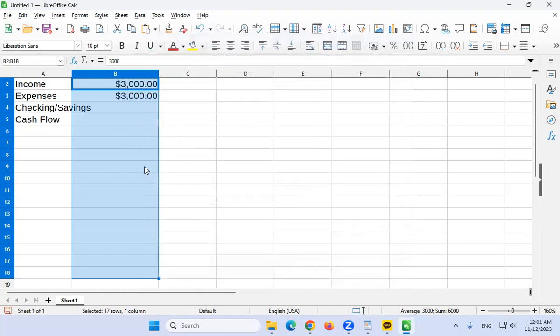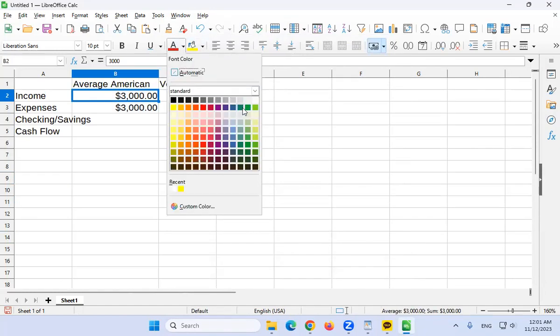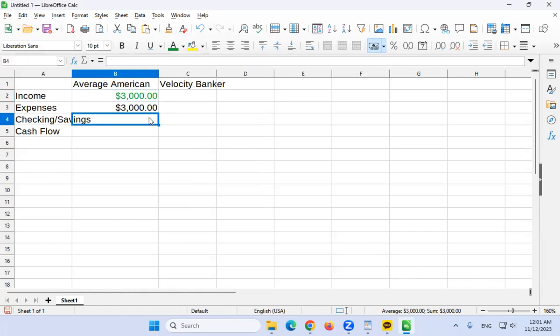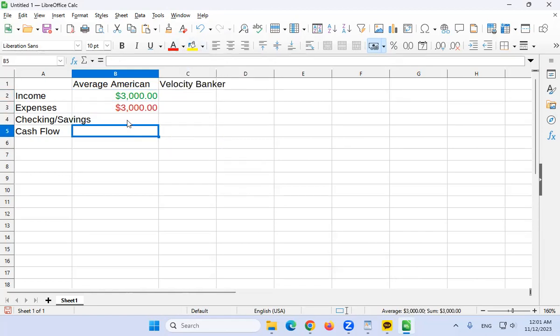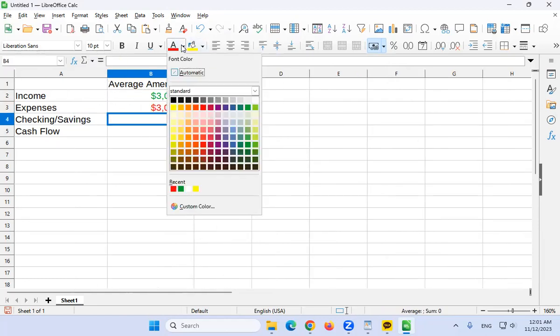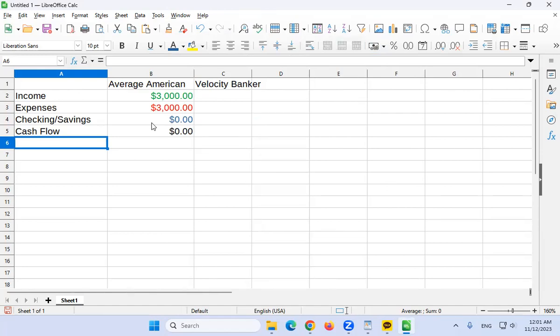But let's go ahead and format this as currency. So let's color code this as well. We're going to make income money green, expenses red. All right, so checking and savings, we'll make that a neutral blue. So put zero, and then cash flow we can make zero. I'm sorry, cash flow we can make black. Okay, so now after we've done our budget, it's time to do an expense breakdown.